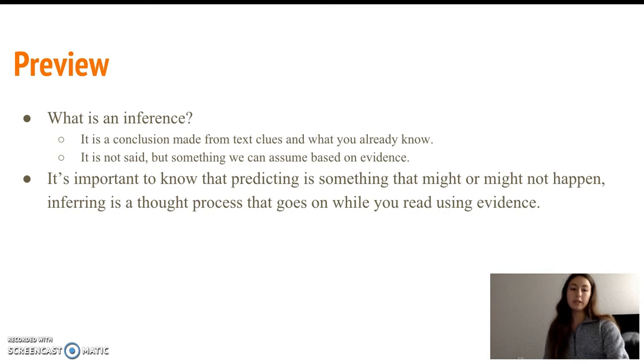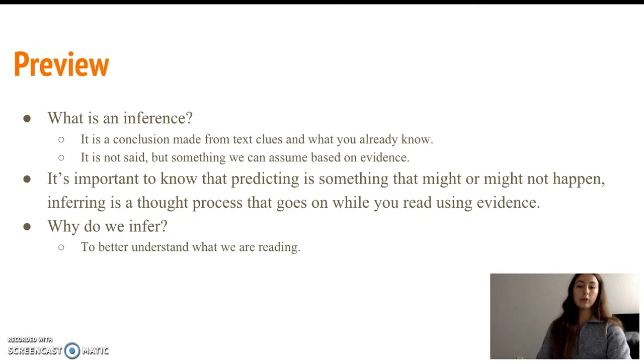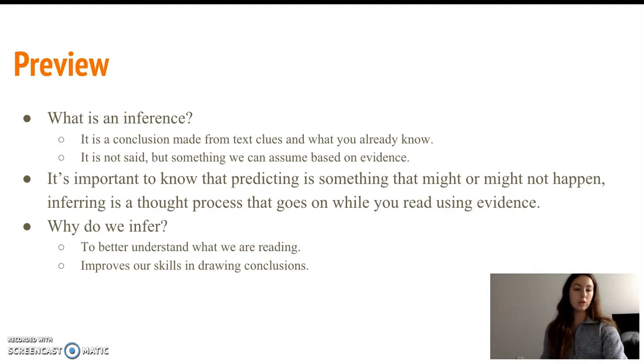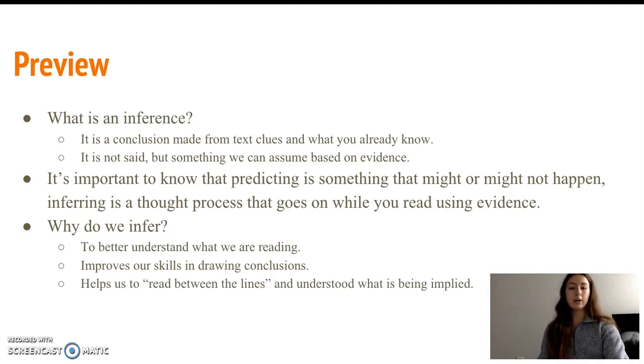However, it's important to know that predicting is something that might or might not happen, whereas inferring is a thought process that goes on while you read using the evidence. So it's something that you think about, and you think about why would this happen, how would it happen, etc. So why do we infer? That's a good question to ask ourselves. We infer to better understand what we are reading at the time. It improves our skills in drawing conclusions, and it helps us to read between the lines, so to speak, and understand what is being implied.